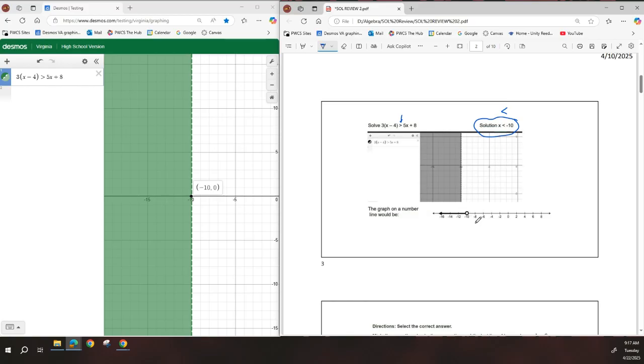If we have to match a number line or put this on a number line, the open dot matches with the dashed line. And then we put an arrow in the direction of the shading. So the shading is on the left, so we make our arrow go to the left.